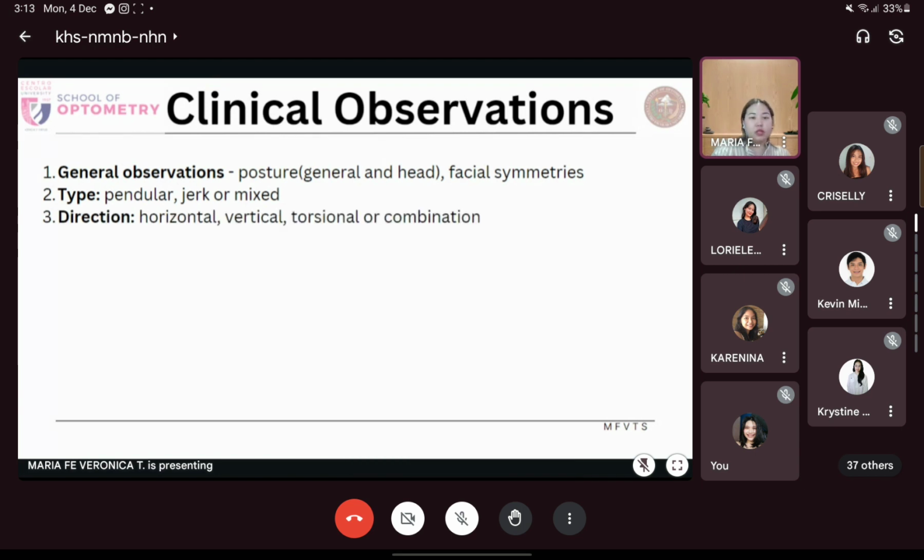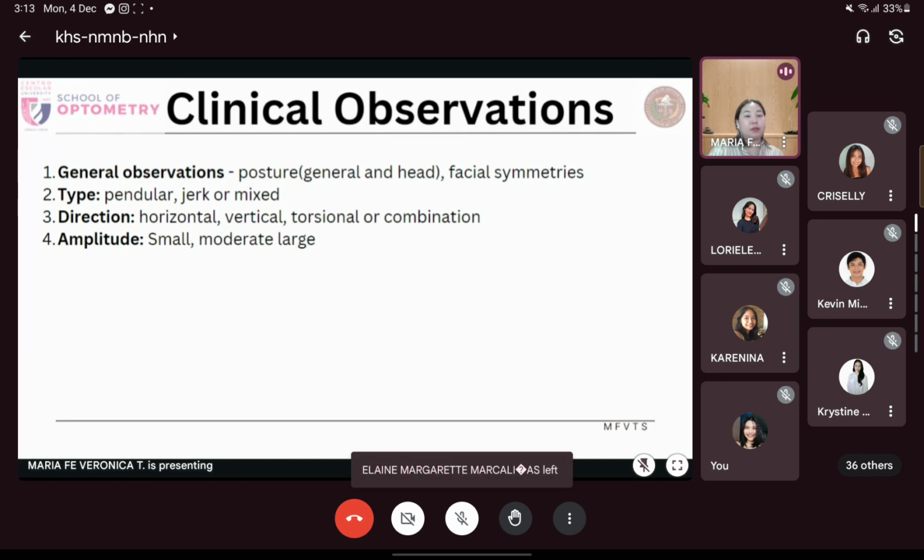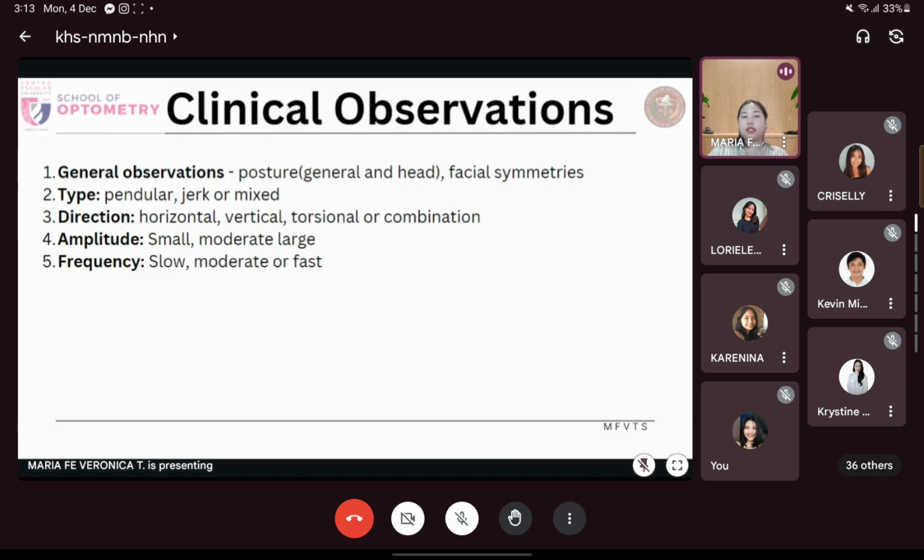Then, the direction, is it horizontal? Is it vertical? Is it torsional? Or is it a combination? Then, the amplitude, is the movement small, moderate, or large? And the frequency, slow, ano lang ba siya? Is it a slow movement? Is it moderate or fast? Then, is it constant then? Is it intermittent or periodic lang? Kapag ba ina-occlude mo lang yung one eye or kapag at certain distances lang ba siya nagmamanifest?